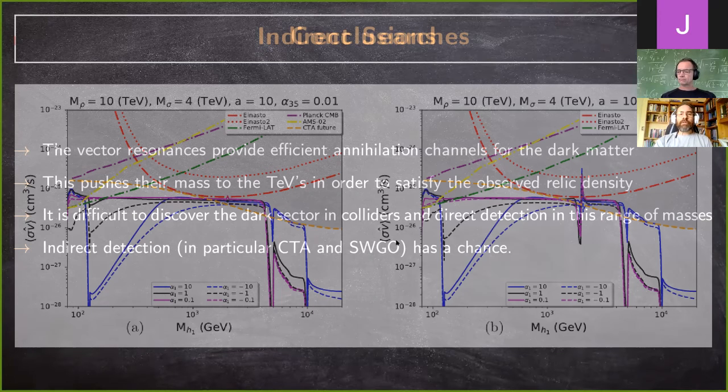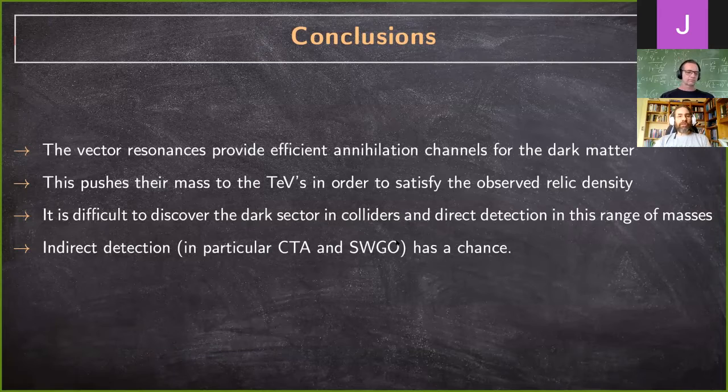So I will move to the conclusions. The vector resonance provides a very efficient annihilation channel for the dark matter. This pushes the mass of the dark matter to the TeV scale in order to satisfy the observed relic density. It is difficult to discover the dark sector in colliders and direct detection in this range. But indirect detection, in particular CTA and SWGO, has a chance. And I think that this is a general feature of models with gauge interactions in the dark sector. Thank you very much for your attention.